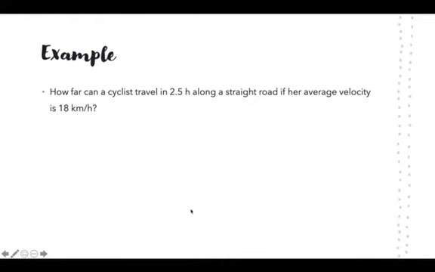All right, let's look at another example. So this example is asking us how far can a cyclist travel in 2.5 hours along a straight road if her average velocity is 18 kilometers per hour. Pause the video here, take a couple of minutes, and see if we can come up with an answer.